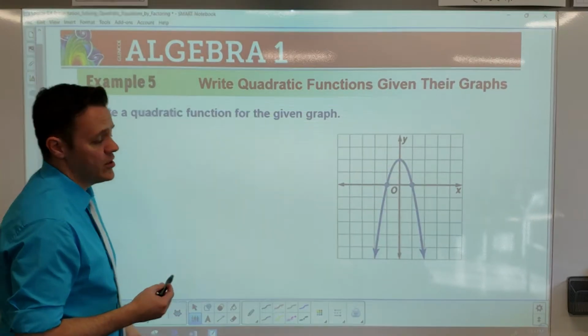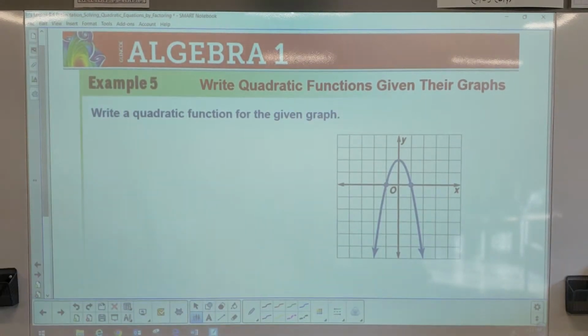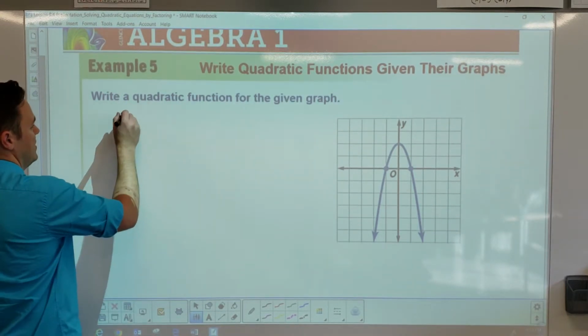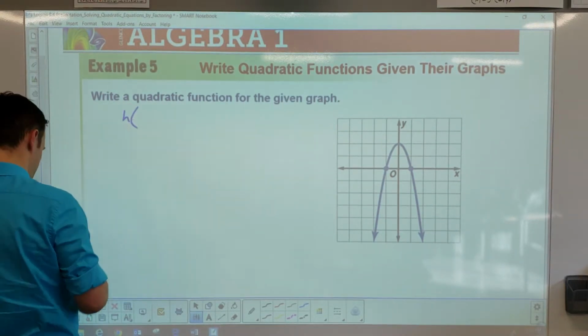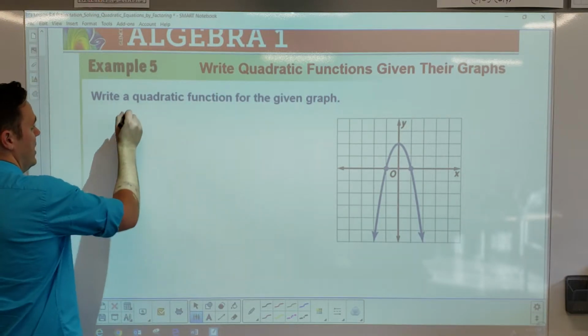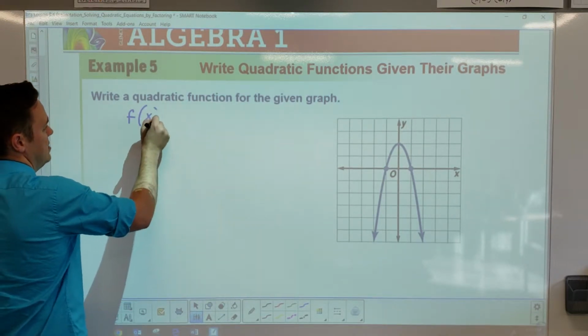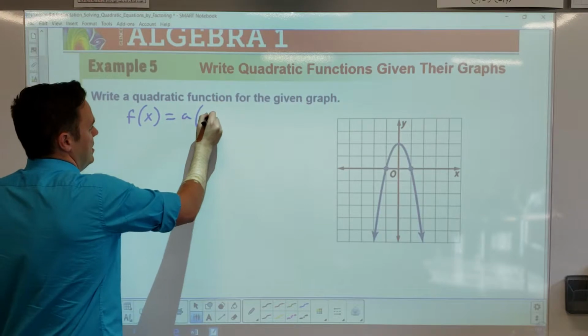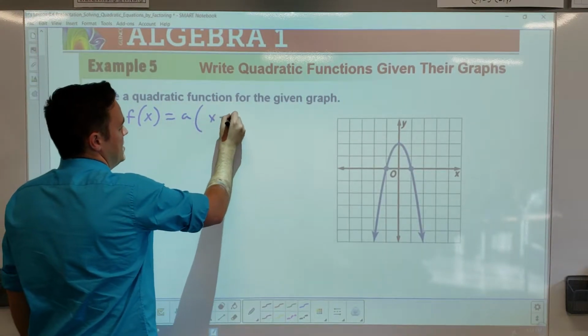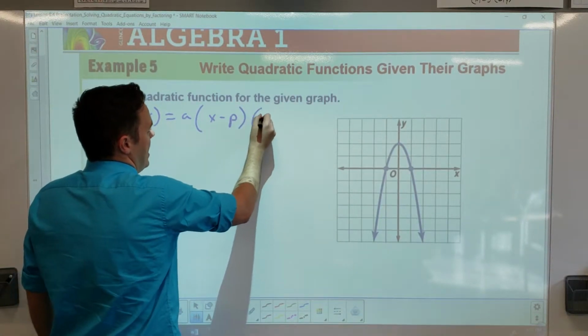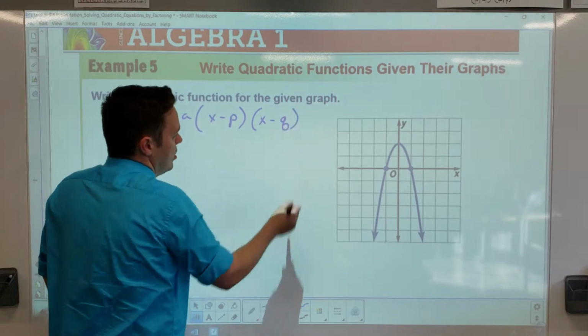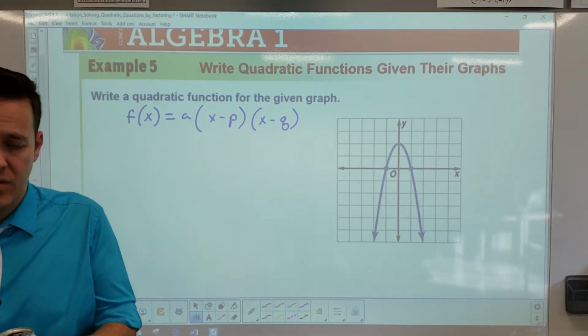All right, now here's where things got a little dicey today. One thing I want to make sure you guys do is please write this following formula down. Sorry, I'm just making sure my camera's still going. Here's your formula. Not H, buddy. All right, f of x equals a, and then it is x minus p and x minus q. What do those mean to you? Well, let me explain.